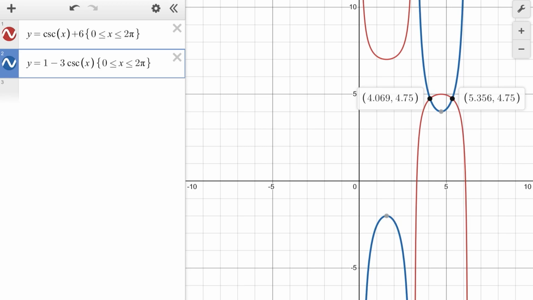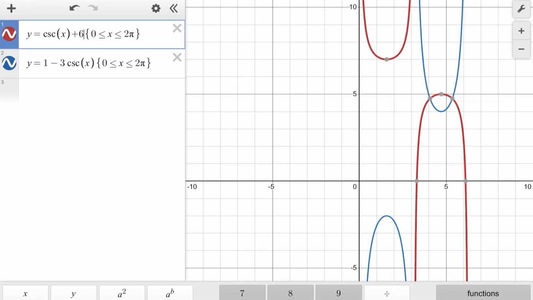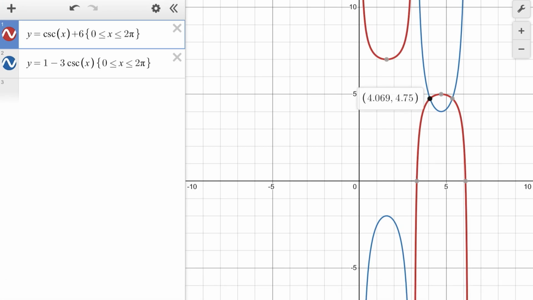4.07, which was our first solution, and then 5.36, which is our second solution. We don't include the y value because I don't want to know what this cosecant plus 6 is right here, or this 1 minus 3 cosecant. I don't want to know what the output is. I just want to know what is the value of x that's going to make them both the same as each other, which again are 4.07 and 5.36.